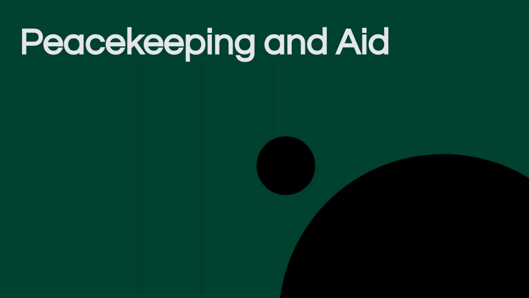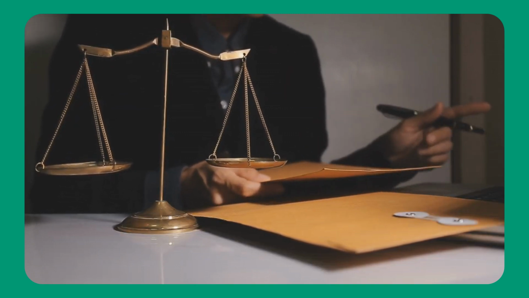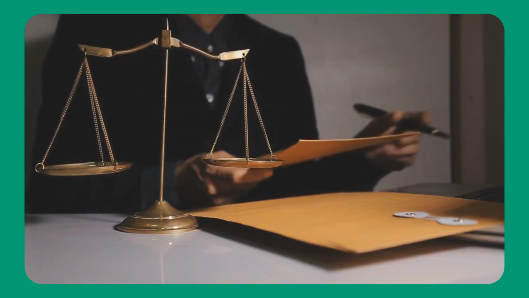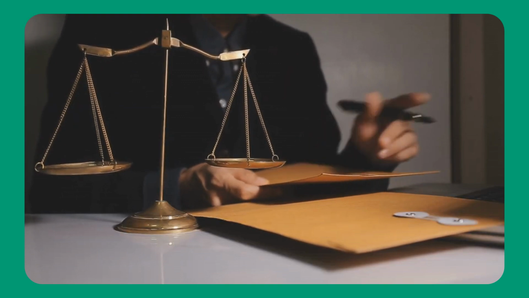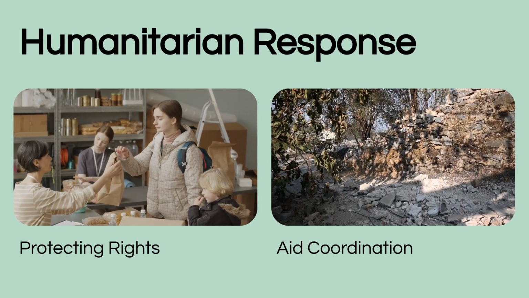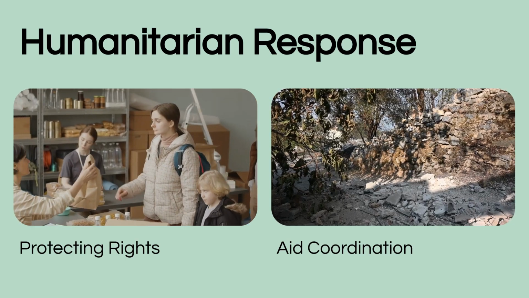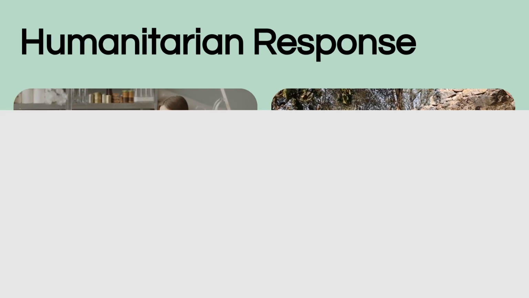In complex situations, the UN often deploys resources to stabilize areas and support affected populations. UN peacekeeping missions are deployed to prevent violence, protect civilians, and assist in implementing peace agreements, though their mandates and effectiveness have limitations. The UN coordinates vast humanitarian efforts, ensuring aid reaches those affected by conflict while actively working to protect human rights amidst the chaos.